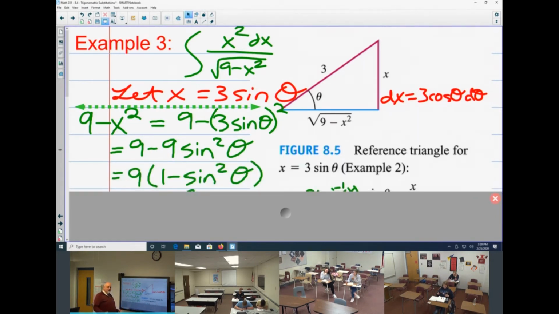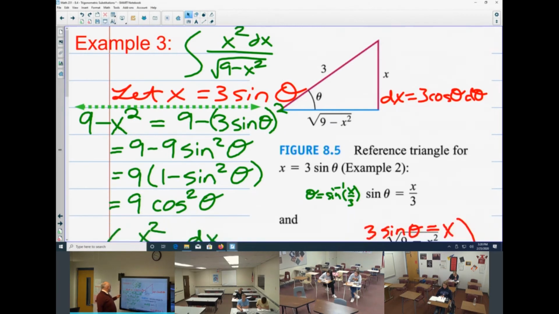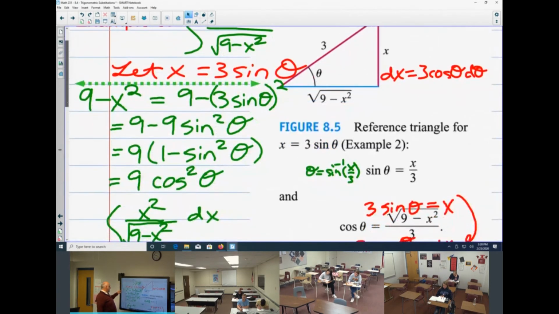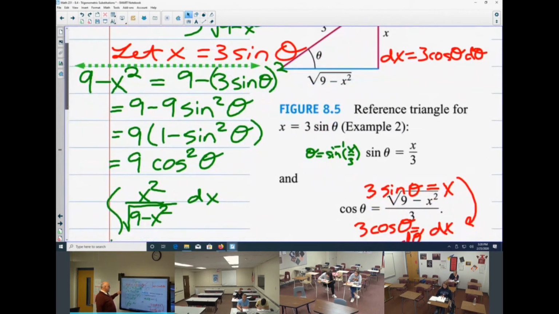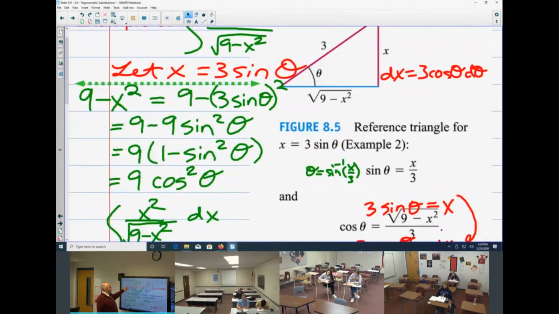See, they all kind of do the same thing. And then you rewrite 1 minus sine squared as cosine squared. So now you put that underneath the radical, and it's going to come out. So you have x squared over 9 minus x squared. Oh, I forgot the dx. I forgot to mention the dx. So x is 3 sine theta. dx is 3 cosine theta d theta.